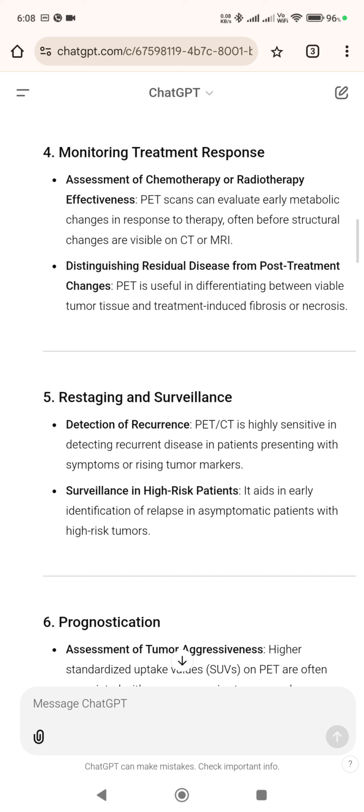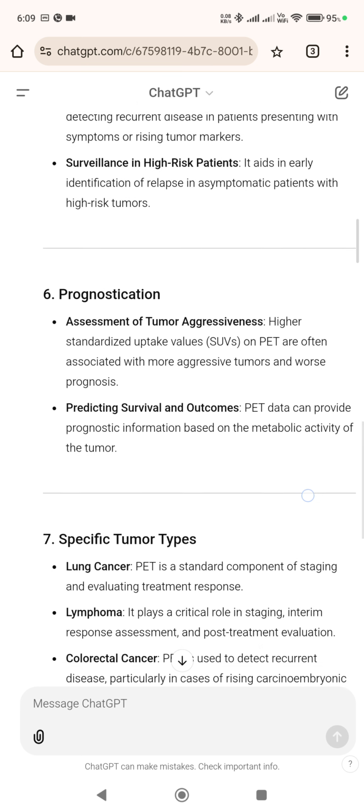5. Restaging and surveillance. Detection of recurrence. PET-CT is highly sensitive in detecting recurrent disease in patients presenting with symptoms or rising tumor markers. Surveillance in high-risk patients. It aids in early identification of relapse in asymptomatic patients with high-risk tumors.